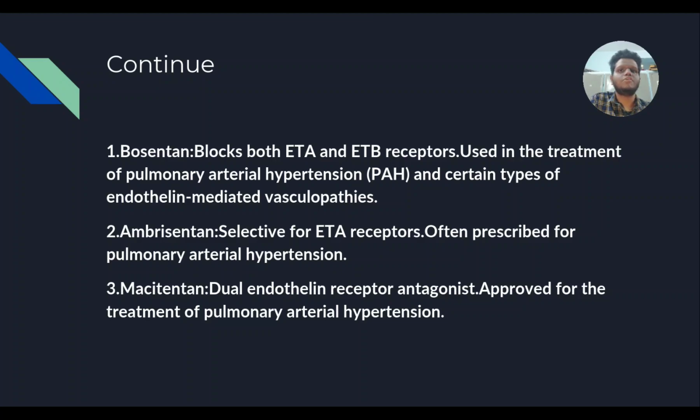Examples of some endothelin receptor antagonists are bosentan, which blocks endothelin A and endothelin B, both the receptors. It is used in treatment of pulmonary arterial hypertension. Second is ambrisentan, selective for endothelin A receptors. Often it is prescribed for pulmonary arterial hypertension. And the next is macitentan, a dual endothelin receptor antagonist, which is approved for treatment of the same pulmonary arterial hypertension.